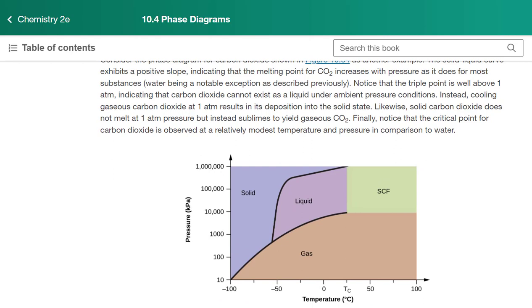You don't have to memorize any of these numbers for either carbon dioxide or water, other than the normal boiling and freezing points of water. But there's a lot of research being done and actually practical applications of using supercritical carbon dioxide. So that is it for section 10.4 on phase diagrams. Please make sure you understand this before moving on to the next section.